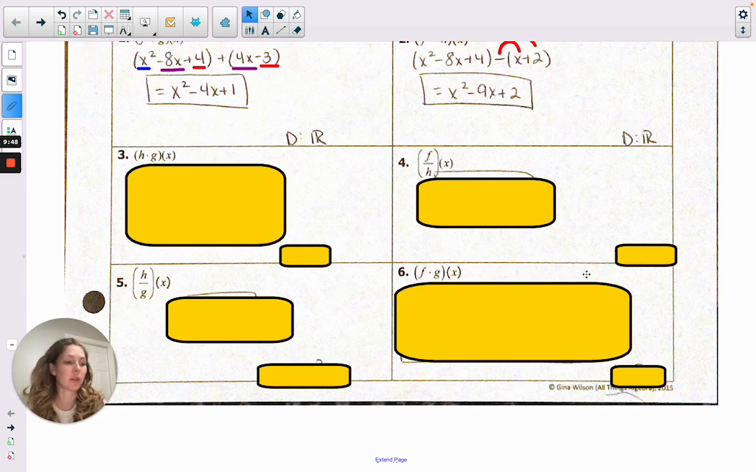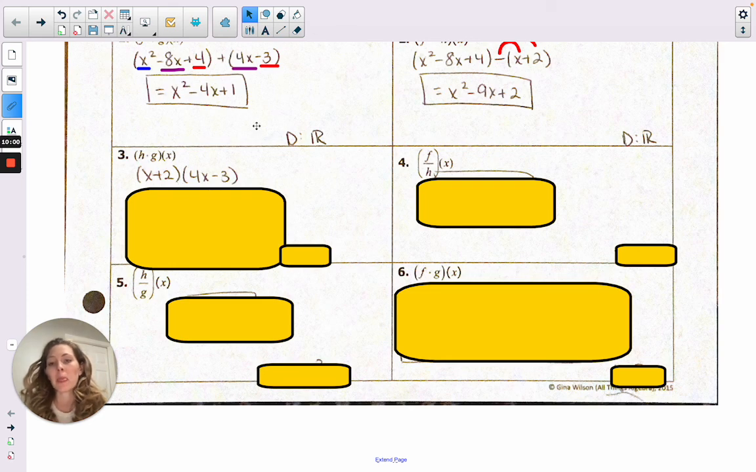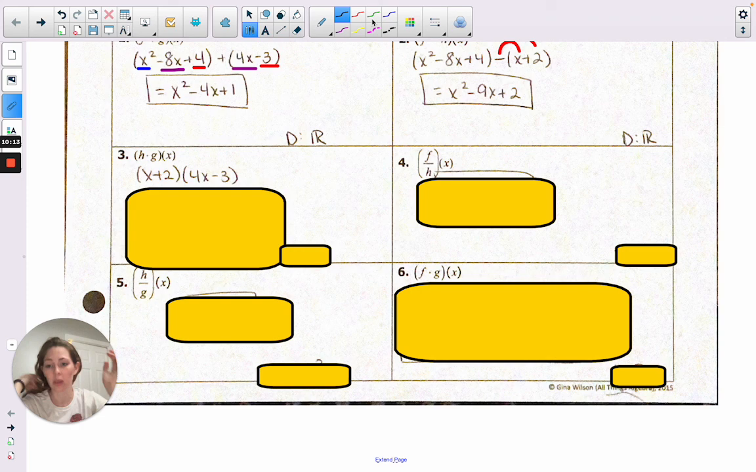All right, number 3. So we have h times g. So again, I'm just writing the h first, times, you can put a little dot here if you want, but 2 sets of parentheses like this means to multiply, times 4x minus 3. Hopefully you learned this in math too, but I understand if you didn't. So I'm going to walk us through this just this one time, but we are going to revisit multiplying these a lot throughout this math class. So you will visit this again and again.